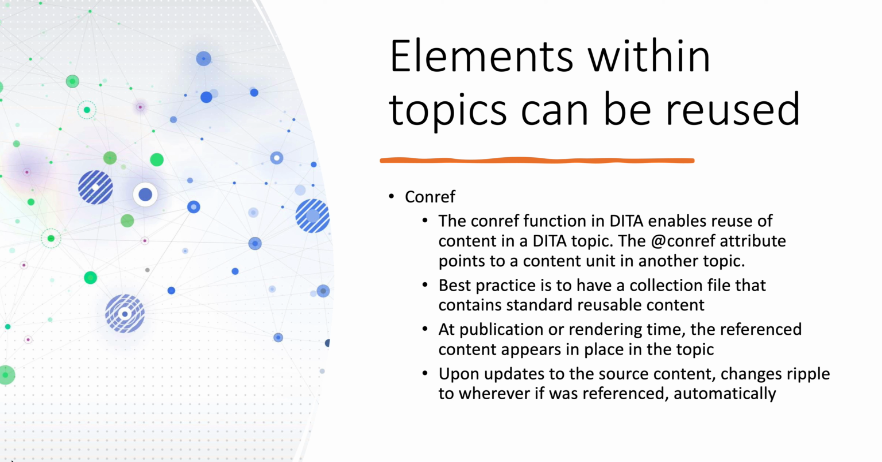The best practice is to have a collection file that contains the standard reusable content. Think about, for example, a file that contains all of the cautions, warnings, and notes that your company has approved. You can put those in one collection, and then you can just conref those into the desired output. At publication or rendering time, the referenced content appears in place in the topic, and upon updates to the source content, changes ripple to wherever it was referenced automatically.